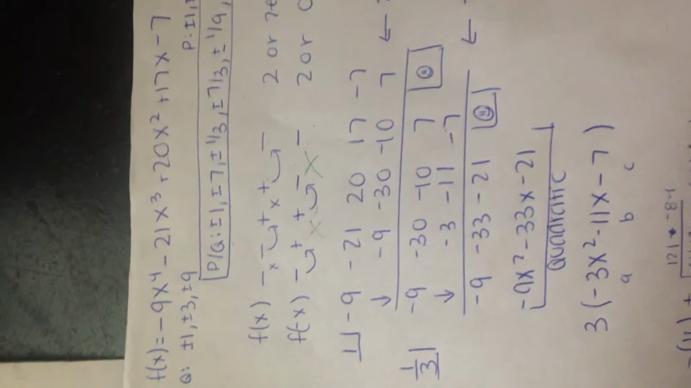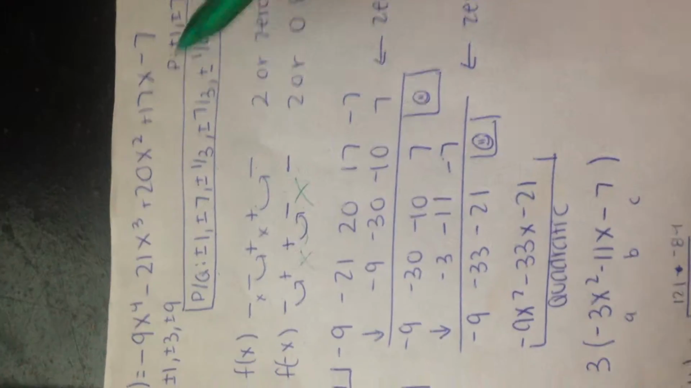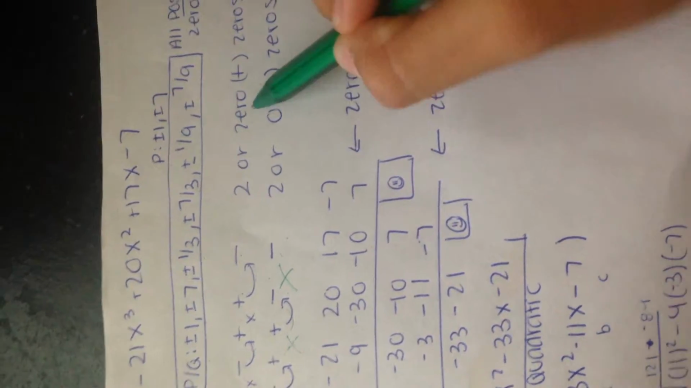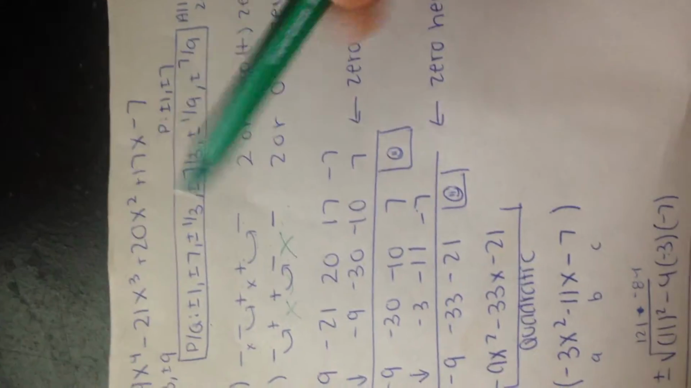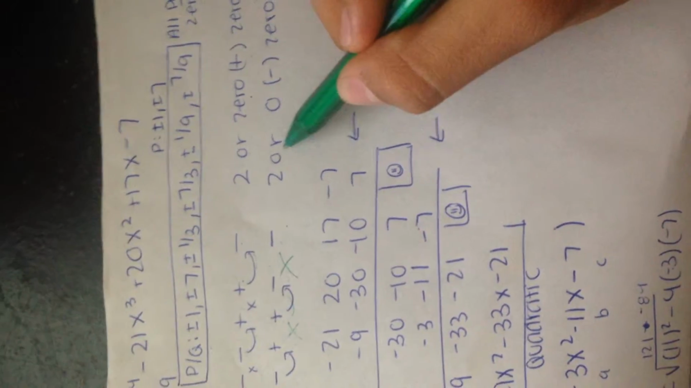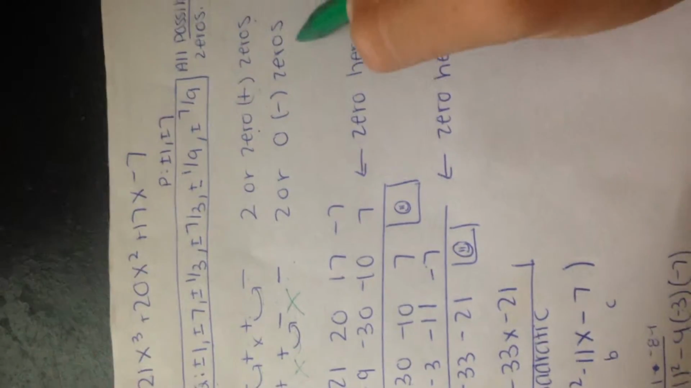And from using Descartes' rule of signs, we know that it changed twice, which means there would be 2 or 0 positive zeros in this equation. And finding f of negative x, we know that there's 2 or 0 negative zeros in the equation.